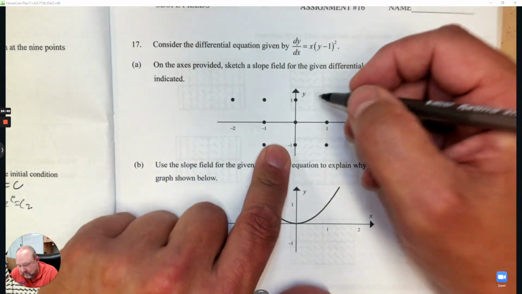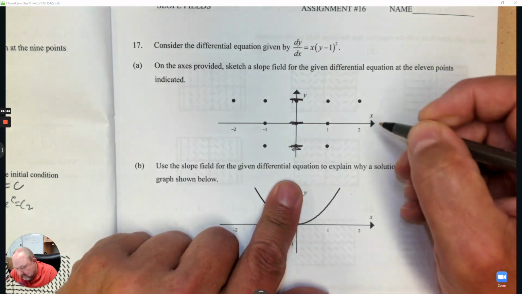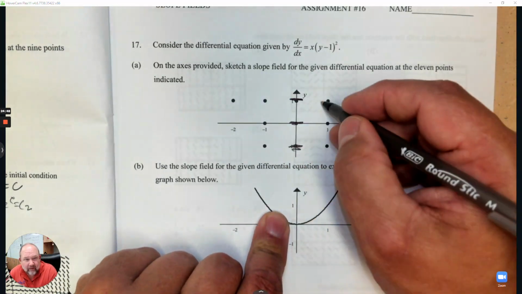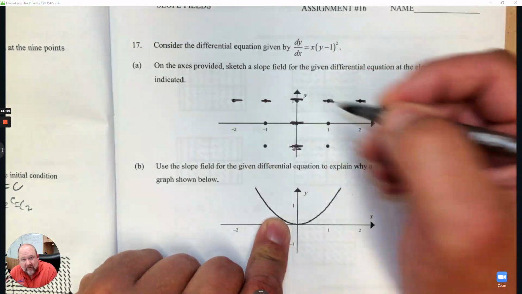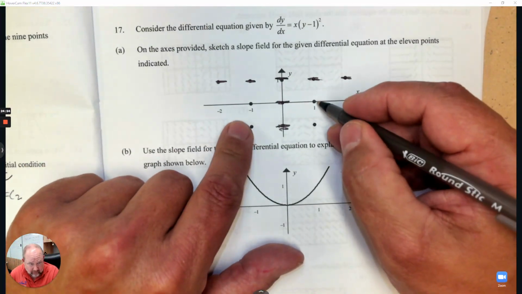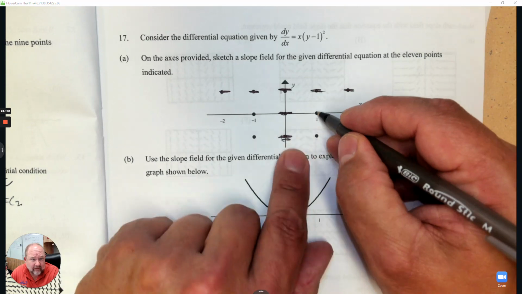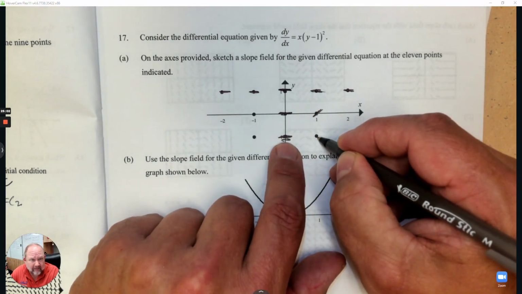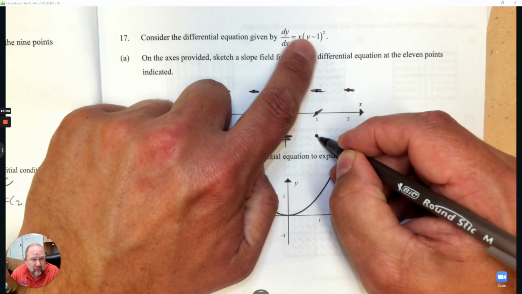So when x is 0, 0 times anything is 0. When y is 1, it's also 0. So that means right here is 0, right here. When y is 1. And then these are the only ones we need to figure out. So this is 1 and 0. That leaves me with 1 if you solve it. 1 and negative 1. So 1 and negative 1, that's 2, 4, right?